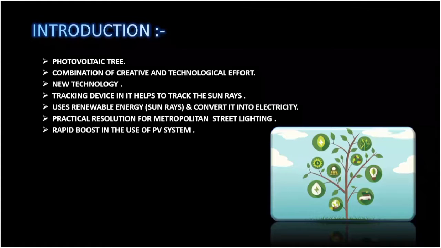These solar trees have been intended to give different means of power to various urban and built environments. This ranges from powering portable phones, electric cars, buildings, road lighting, and street lighting, and covering huge and little scale regions. Solar trees are really a practical resolution for metropolitan street lighting. There is a rapid boost in the use of PV systems in India due to the continuous decrease in price of solar cells and its accessories.